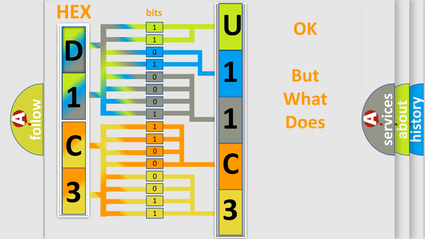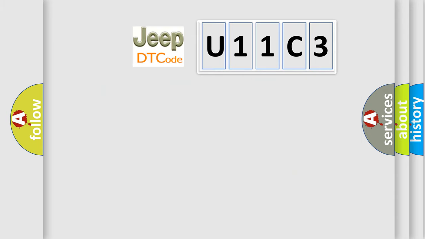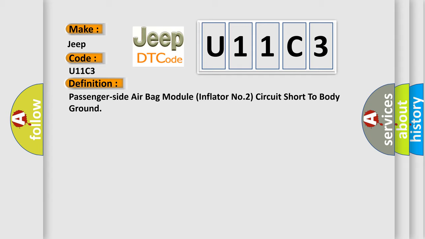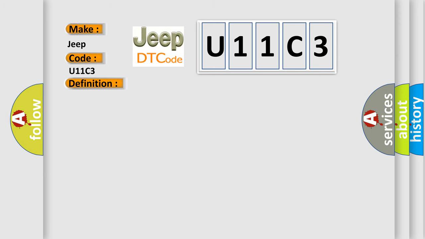The number itself does not make sense to us if we cannot assign information to what it actually expresses. So, what does the Diagnostic Trouble Code U11C3 interpret specifically for Jeep? The basic definition is: passenger side airbag module inflator number 2 circuit short to body ground. And now this is a short description of this DTC code.